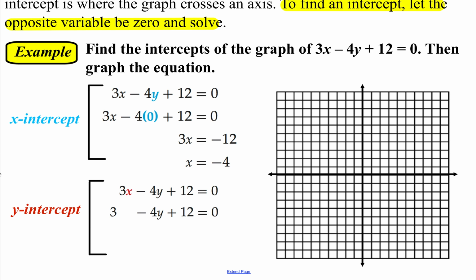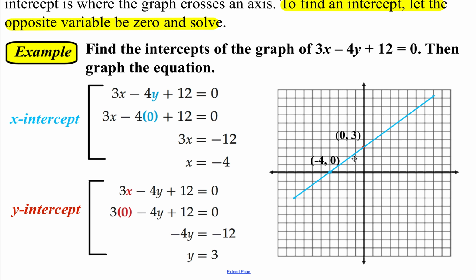And then the next one, we let x be 0 to find the y-intercept. And that one gives us negative 4y is equal to negative 12. Dividing by negative 4 gives us y equals positive 3. So up here at y equals 3. So if we connect those two dots with our intercepts, we can draw the line. We only need 2 points to determine a line, if you remember from geometry, and that's the line we get.